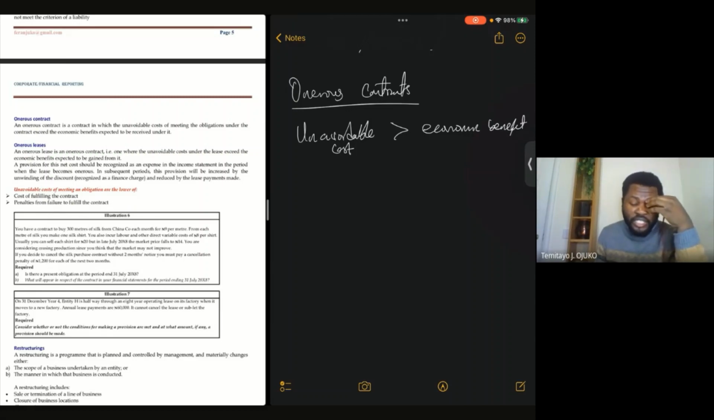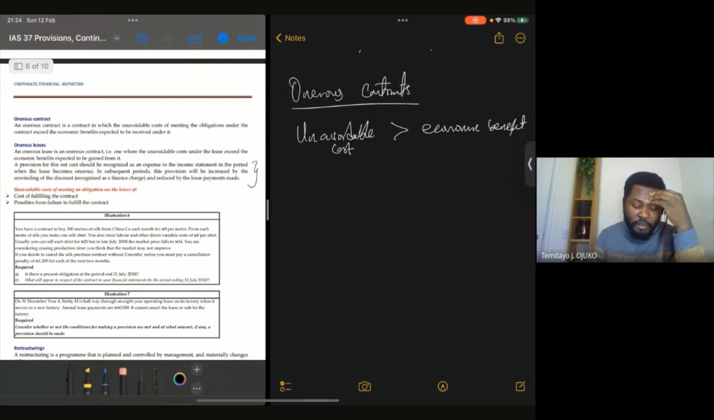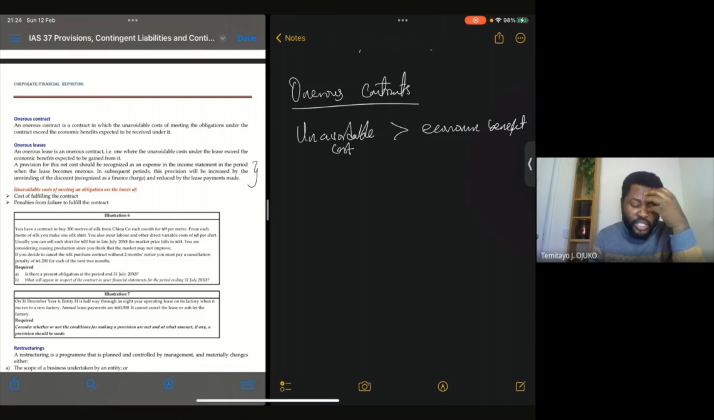Onerous lease. An onerous lease is an onerous contract, that is one where the unavoidable costs under the lease exceed the economic benefit expected to be gained from it. Now, please take note. A provision for the net cost should be recognized as an expense in the income statement in the period when the lease becomes onerous. So whenever the unavoidable cost exceeds the economic benefit, you have to make a provision for the net cost. In subsequent periods, the provision should be increased by the unwinding of discount recognized as finance charge and reduced by the lease payments made.